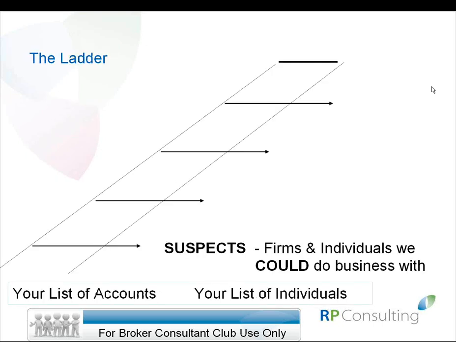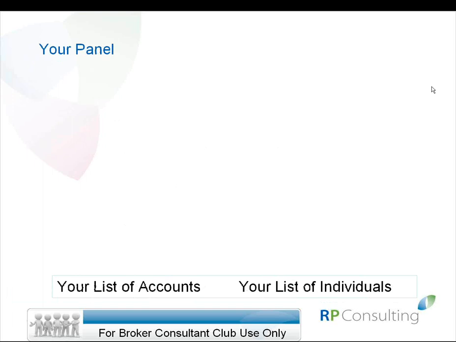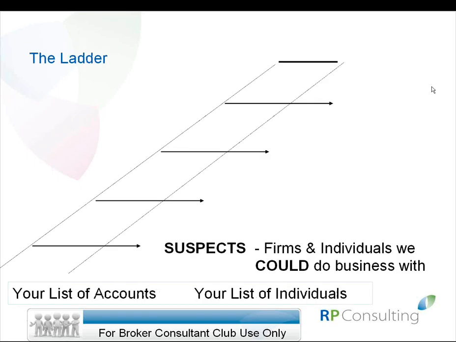So from here, if we have your list of accounts at the bottom and your list of individuals, and you use that as your worksheet, and then look at the ladder model going up. And the first level we have, the first rung on the ladder, are our suspects. These are firms and individuals that you could be doing business with. These are unresearched. These are just the names on the list of people you think we could be doing business with. Therefore, every RI within a firm of advisors on your panel will be a suspect. We suspect that we could do business with these people.